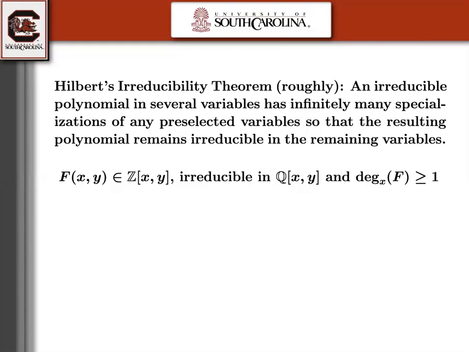So I'm just going to be looking at, for the rest of this talk, one polynomial in two variables. So it's irreducible over the rationals, and I want the degree in x to be at least 1. So when I plug in y, it has a chance to be irreducible.